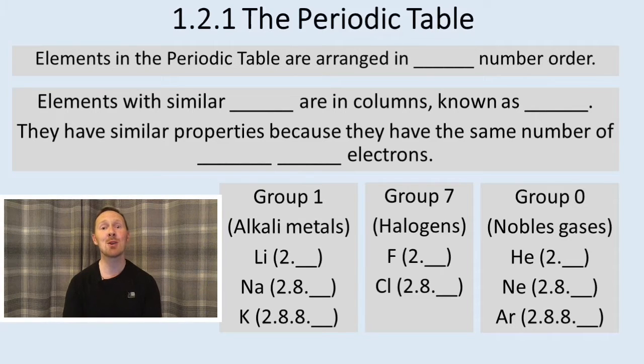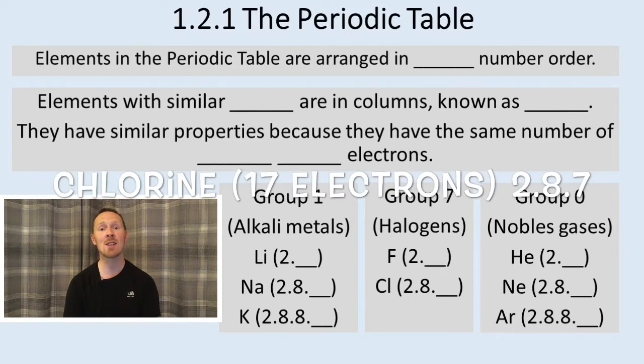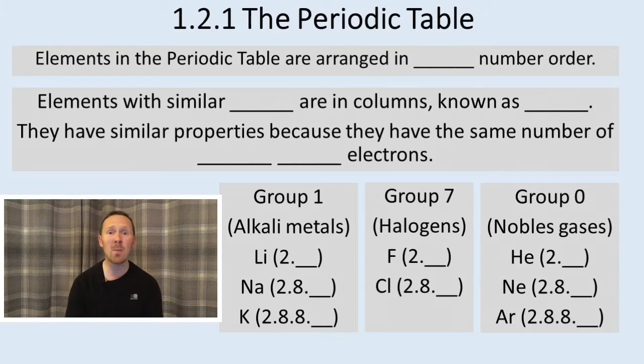Likewise, the elements in group 7, the halogens, have a similar number of outer shell electrons. Fluorine 2.7, chlorine 2.8.7. After that, it gets a little bit more complicated in terms of the number in the outer shell, but you just need to remember that all of the elements in group 7 need to gain one electron to have a full outer shell, so therefore they have similar chemical properties.